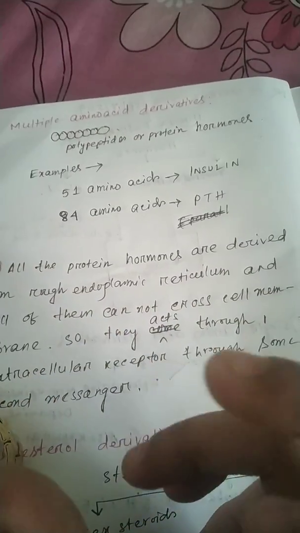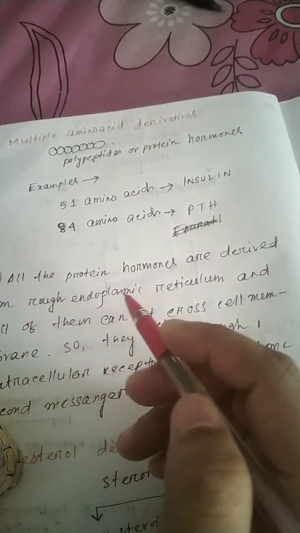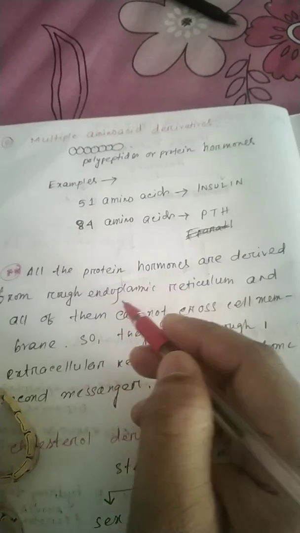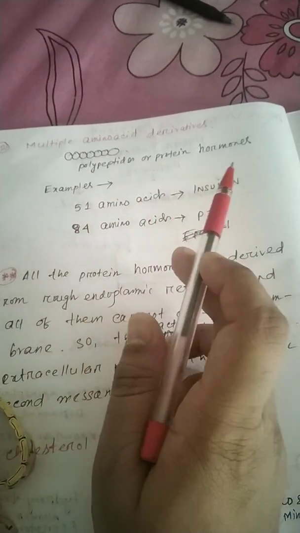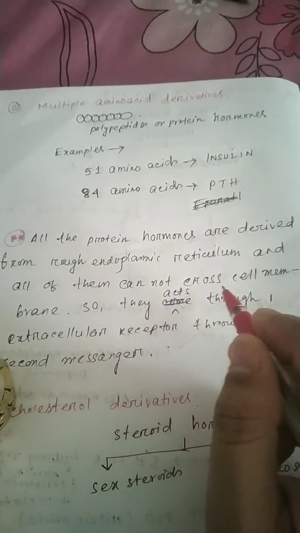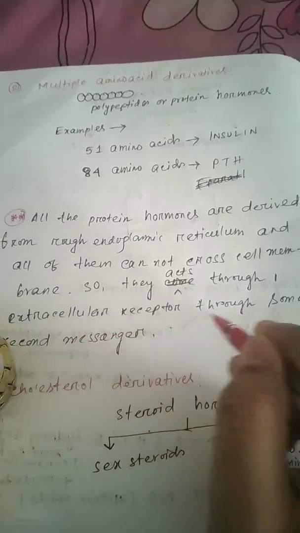The rough endoplasmic reticulum present within the cells produces the polypeptides or protein hormones, and none of them can cross the cell membrane. So previously we described that hormones which cannot cross the cell membrane act through extracellular receptors through some second messengers. And next are the cholesterol derivatives.